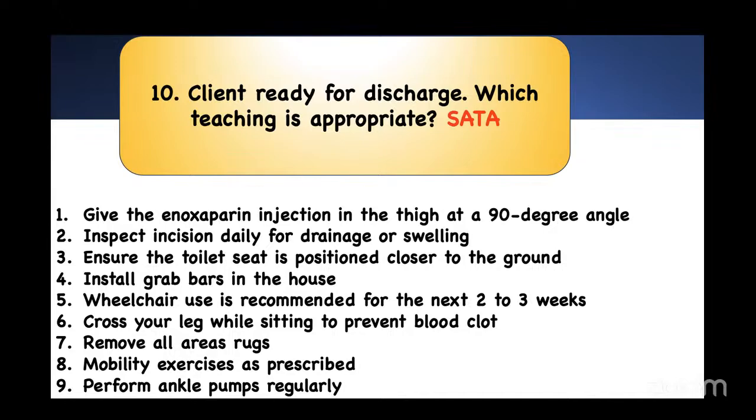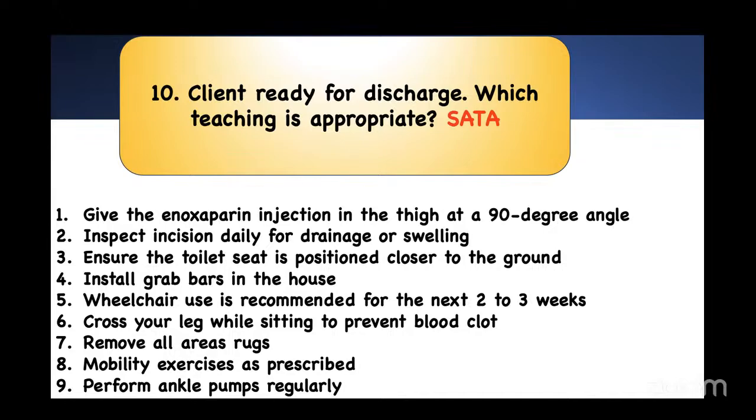Ensure the toilet seat is positioned closer to the ground is a trap. What you teach patients after hip arthroplasty is to elevate their toilet seat to prevent flexion and dislocation. So they need to have an extra toilet seat elevator, an additional device that can elevate their toilet seat. So that teaching is wrong. Grab bars are good so that you don't fall, right? Which is recommended for the next 2 to 3 weeks? Guys, what do you think? You can put it in the comments.